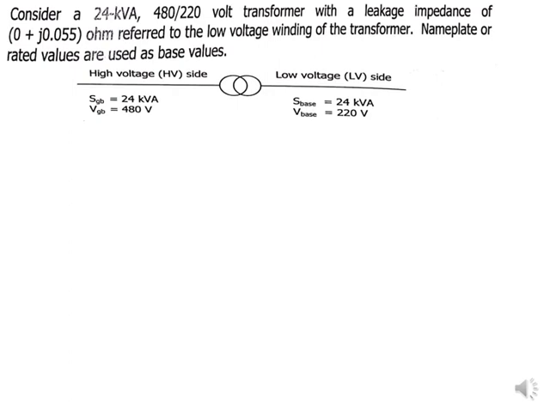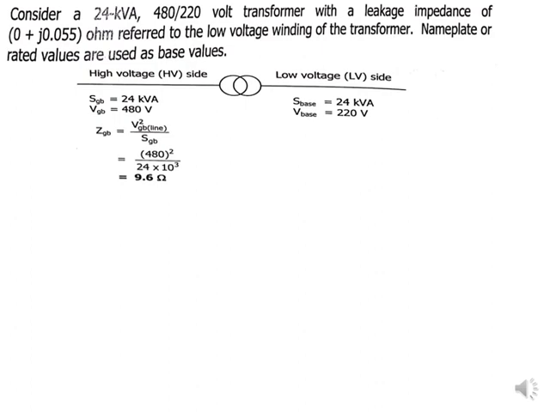So the first example in our textbook, which is example 6.1 in this chapter, is looking at a transformer bank where you have got an HV side at 480 and an LV side at 220 volts. Then we're given a leakage impedance of j0.055 ohms, which they said is what is referred to on our low voltage winding.